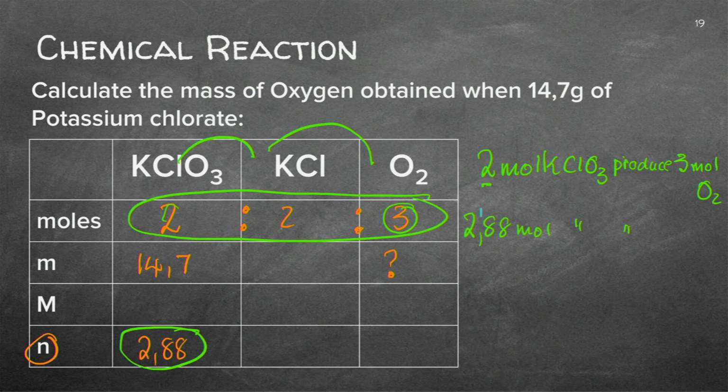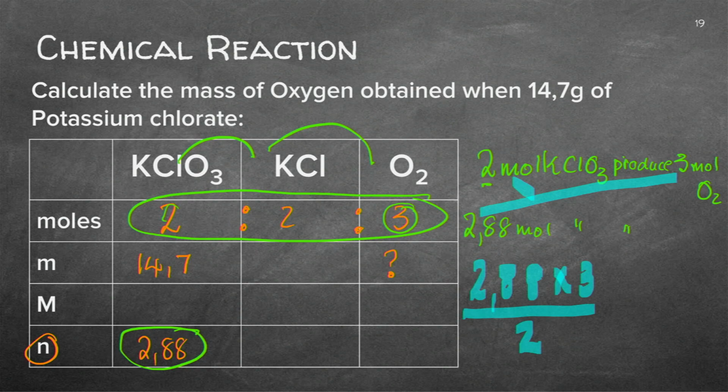I'm going to multiply that with the 3 and I'm going to divide it with the 2. So I'm going to take 288 times 3 and divide it with 2. And that will give me my new answer, which is 0.18 mole. Now I know I've got 0.18 mole. But I'm not finished because they didn't ask me the moles, they asked me the mass.